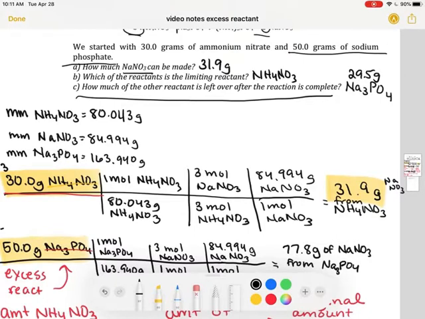So check this out. If I want to make a statement about this reaction, we start by taking 30 grams of ammonium nitrate and 50 grams of sodium phosphate. We are going to produce 31.9 grams of sodium nitrate, and we're also going to have 29.5 grams of sodium phosphate left over in our reaction container. Okay? And that's my dog barking.